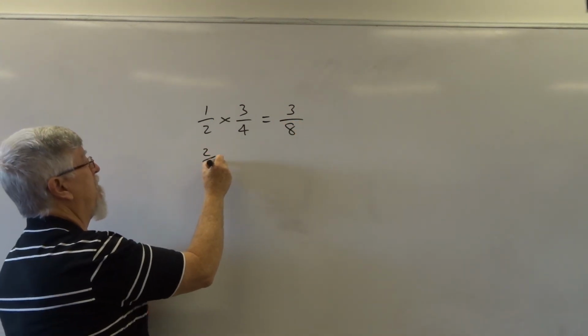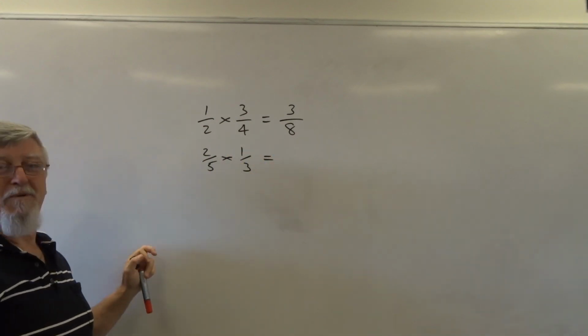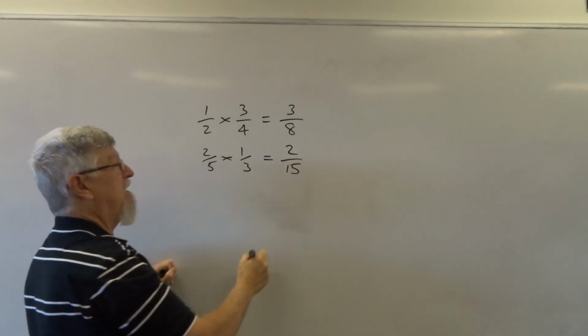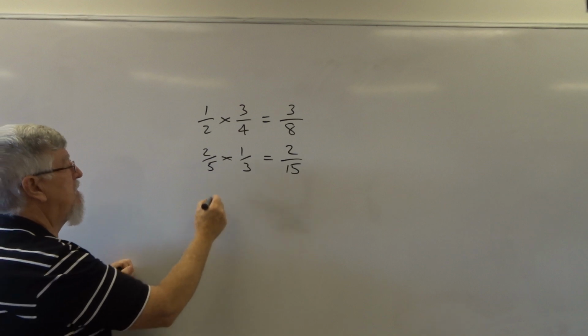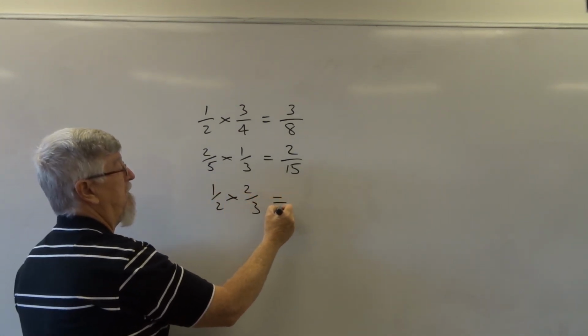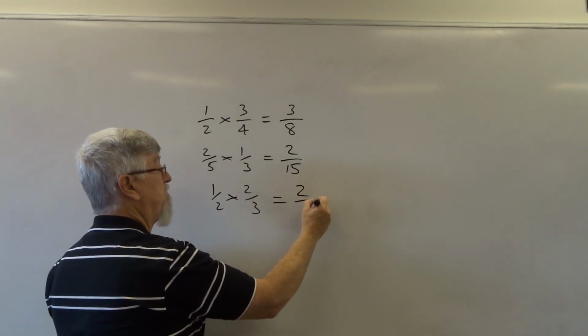We had 2/5 times 1/3. Multiply the tops and multiply the bottoms, and you've got 2/15. A little bit of a problem comes when you have, for example, a half times 2/3. Now in this case you can still do the same, and you multiply the tops and multiply the bottoms.